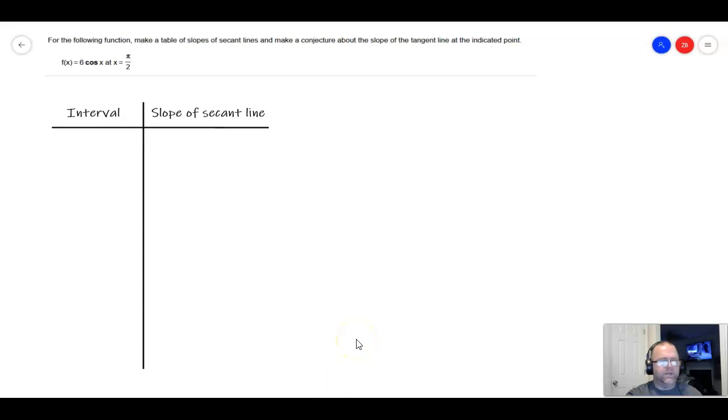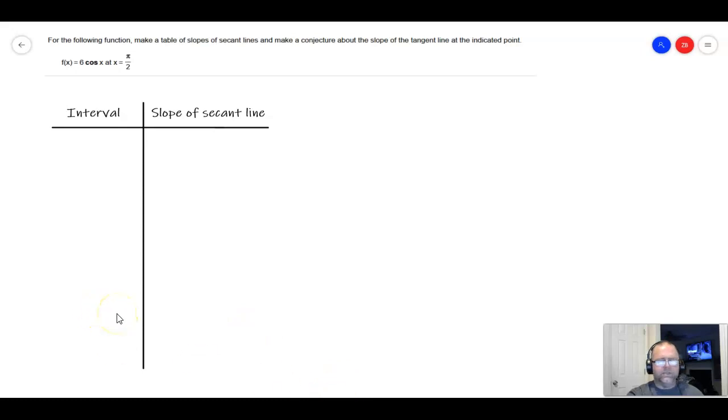Hey, this is Mr. Beckstrom, and today I want to take a look at an example from section 2-1. This is estimating a secant line from the graph. In this case, it's 6 times the cosine of x at the x value of pi over 2.